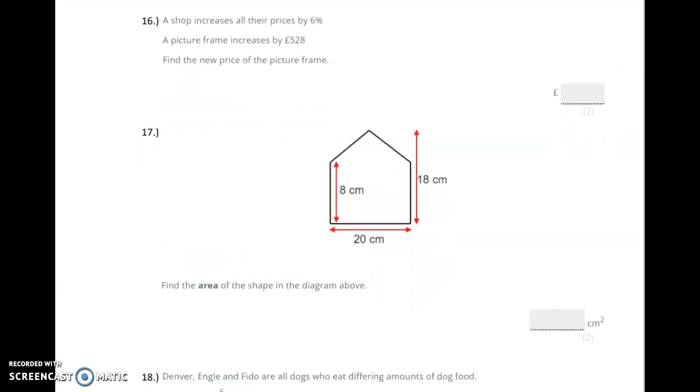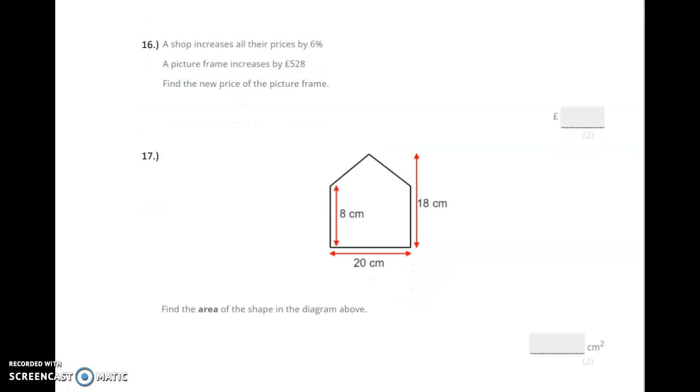So a shop increases all their prices by 6%. So a picture frame increases by £528. It says, what is the new price? So this is a little bit tricky, this one. It's not as easy as you might first think. So it's gone up by 6%.